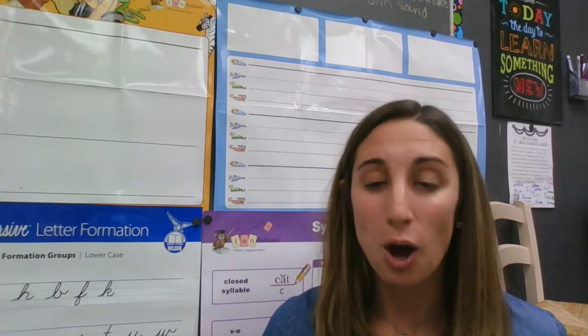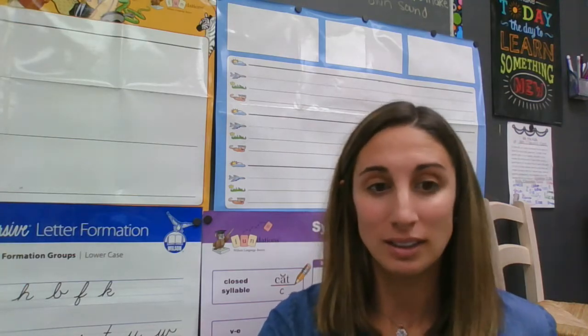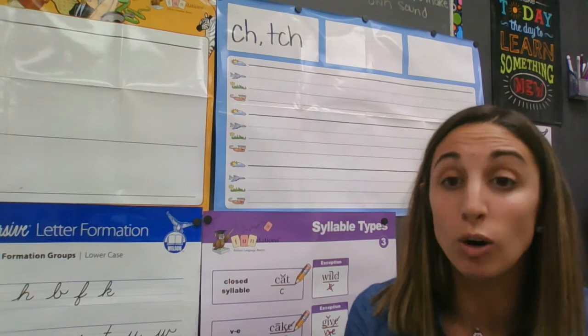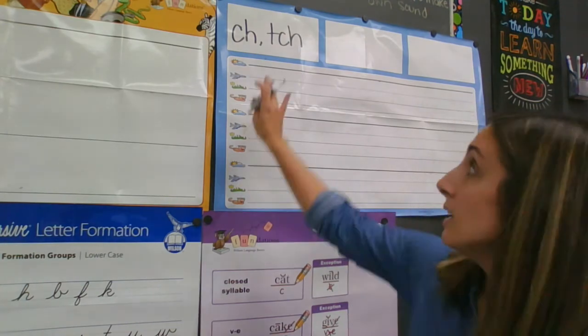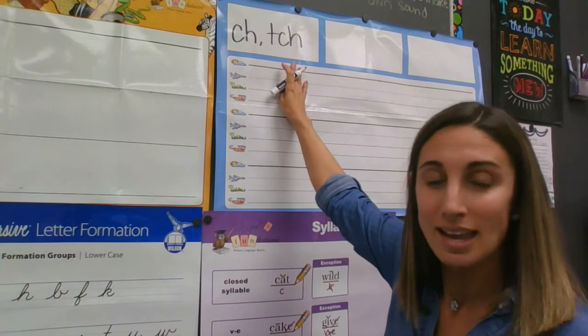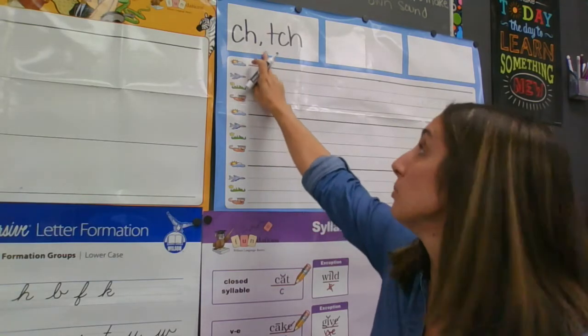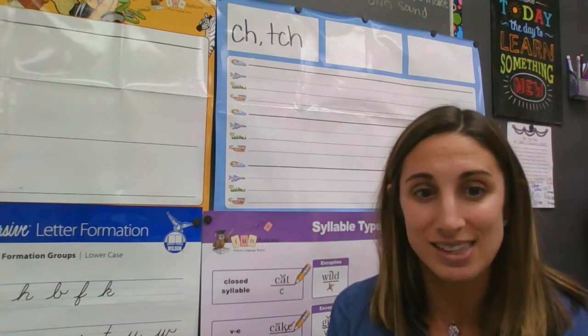Ch. Pause the video and write what corresponds to that sound. Okay, look behind me. Hopefully you remembered both of these things. CH, the digraph, and our new trigraph, TCH, catch. Ch. Remember, if there's more than one, please place a comma in between to list them.